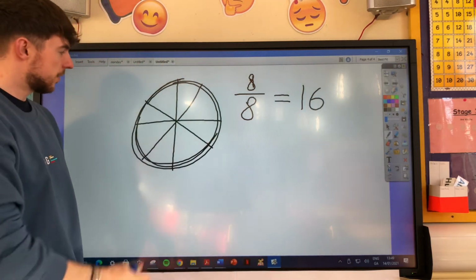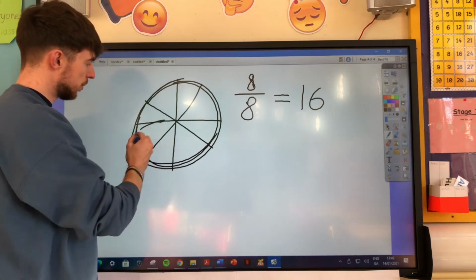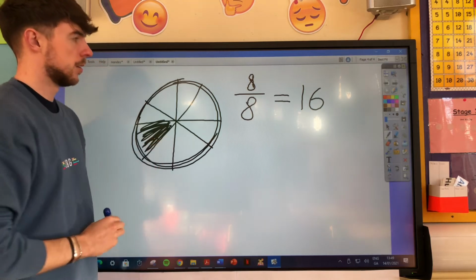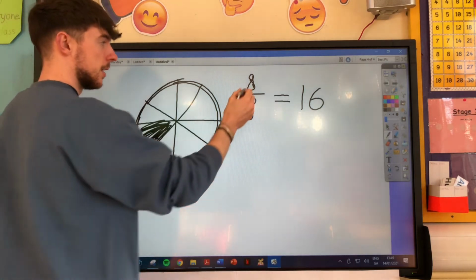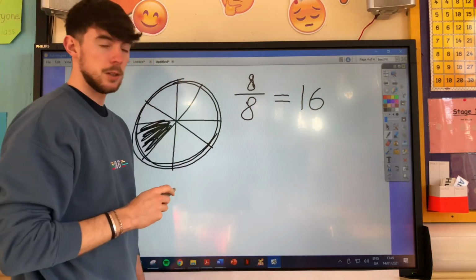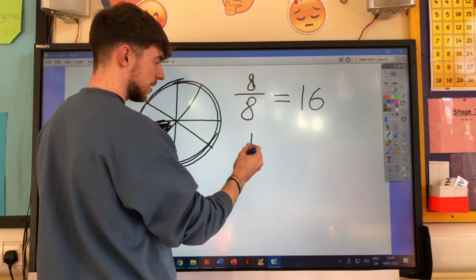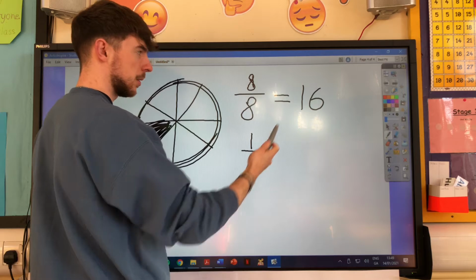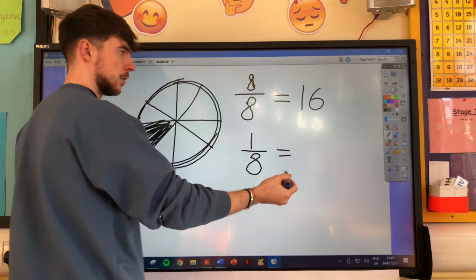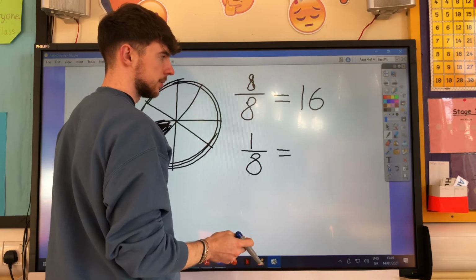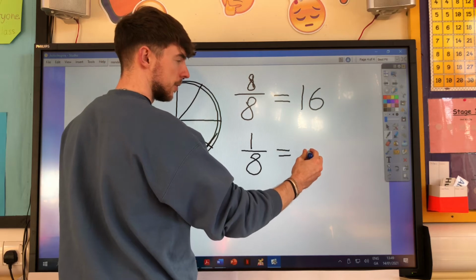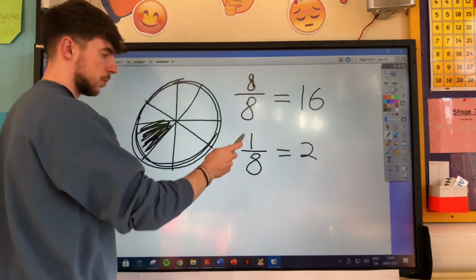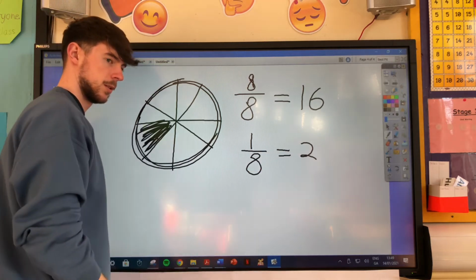So how do we find just 1 piece? Just 1 piece of it. We have to divide. So you need to get this to 1. So we divide by 8 and we get 1 over 8. And if we divide that by 8, we divide this by 8 as well. So what do we get? 2, don't we? So 1 over 8 is equal to 2.